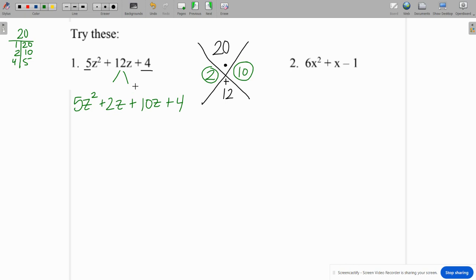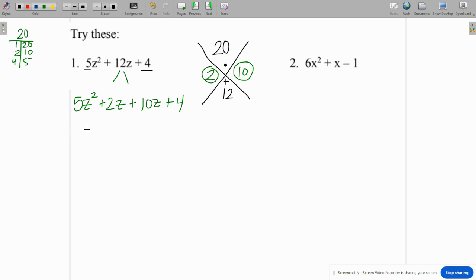I should note here that if you flip-flop where the 2z and the 10z are, maybe you put the plus 10z first, it's still going to work out. It's still going to be okay. So you can do it in whatever order you want there. So now we have 4 terms, which means we can factor by grouping.